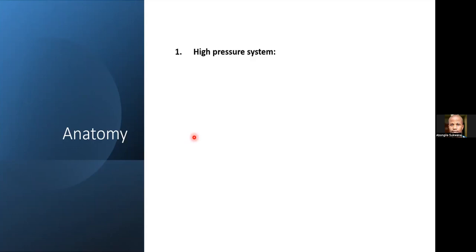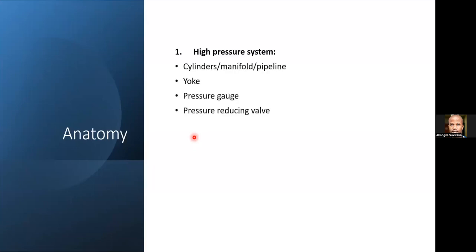Thanks. So you can divide it into two or three, whatever works for you, but intermediate tends to overlap with the low pressure system. So for me, it works to just divide it into high pressure system and low pressure system. Like you said, the high pressure system is made out of the cylinders, the manifold, if that's the supply of oxygen or air, and also the pipeline system. Then at the back of the machine, there's a yoke. We'll talk about the yoke. There's a pressure gauge and also a pressure reducing valve. Those make up the high pressure system.